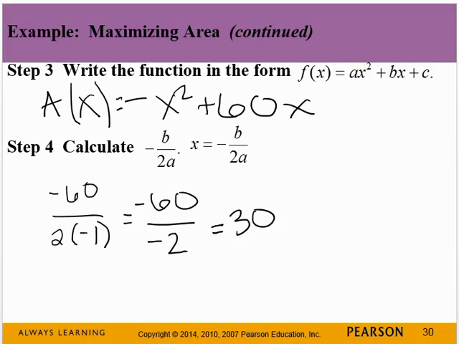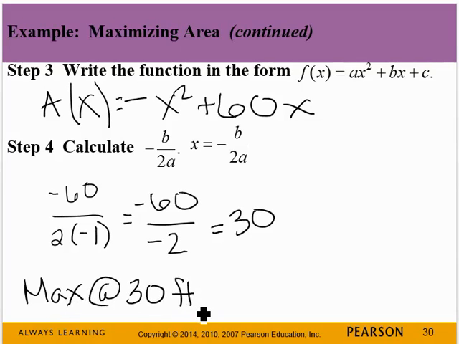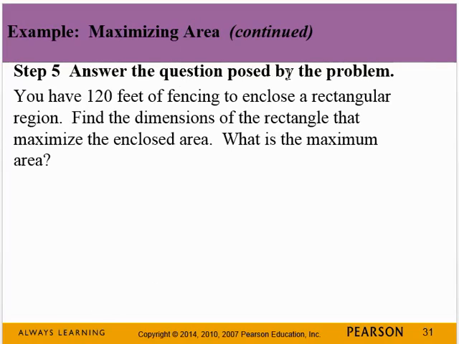This means that I have a maximum at 30 feet, because that's x. Now it says answer the question posed in the problem. You have 120 feet of fencing to enclose a rectangular region. Find the dimensions of the rectangle that maximize the enclosed area.